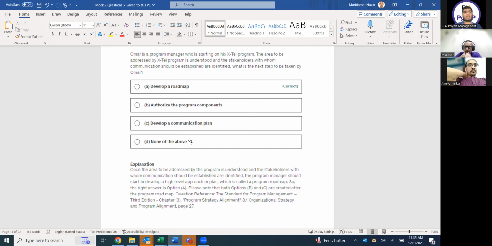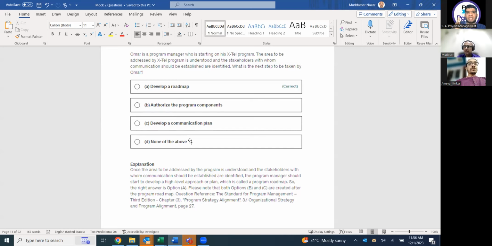Okay, we use the elimination technique. B is not possible. Why? Because it is in the program delivery phase, right? Develop a communication plan is possible because in the planning phase I am doing communication management planning. None of the above will mostly never be covered in the exam. Develop a roadmap: why is he saying that? Because we make the business case and charter.